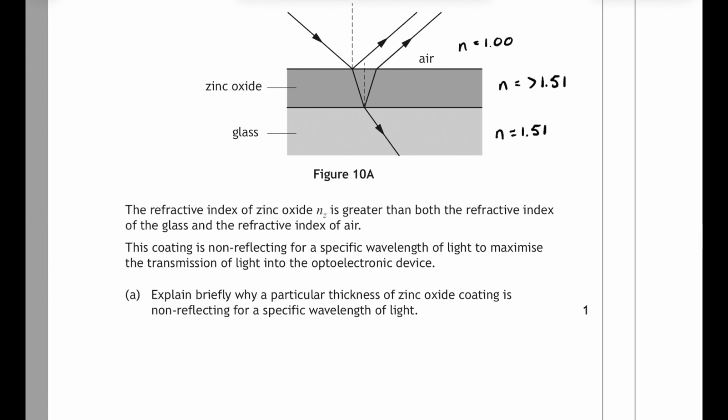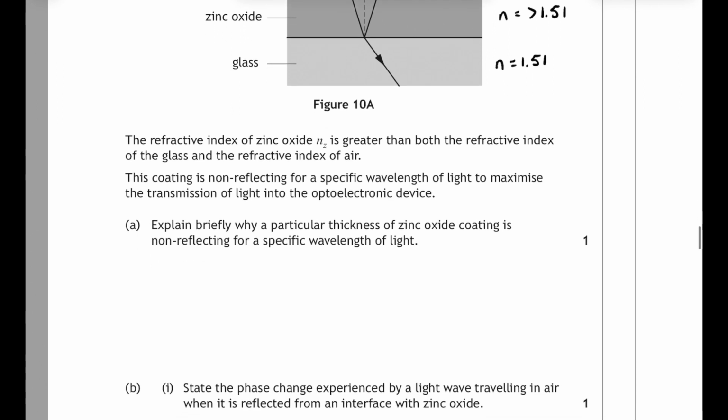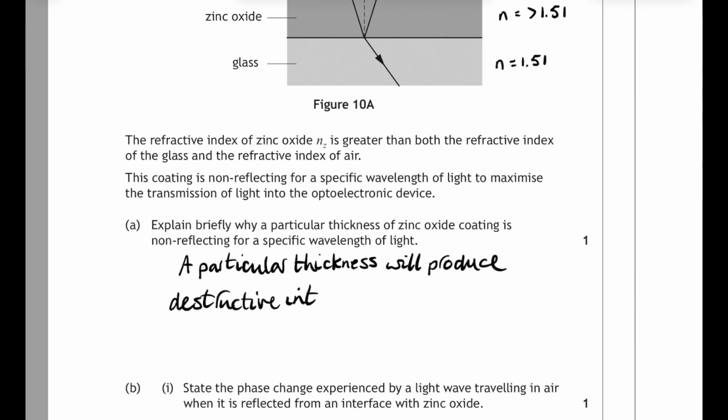Now this coating is non-reflecting for a specific wavelength of light to maximise the transmission of light into the optoelectronic device. And in part A, we have to explain briefly why a particular thickness of zinc oxide coating is non-reflecting for a specific wavelength of light. Well, for it to be non-reflecting, then light reflected from the top and the bottom surface of the zinc oxide will have to interfere destructively and cancel each other out. So in other words, a particular thickness of zinc oxide will produce destructive interference for reflected light.